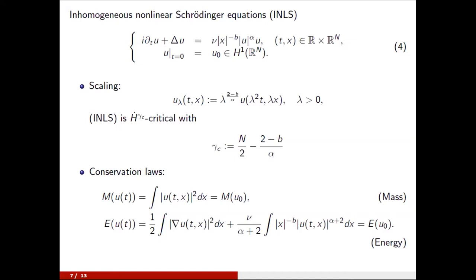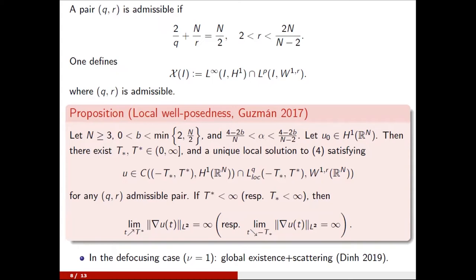is more difficult to obtain, but the result was obtained by my co-author of this part, Van Bon, who proved that global existence is easy and we have scattering. That means the solution at plus infinity and minus infinity behaves like a linear one. Global existence is easy, but you also have scattering.